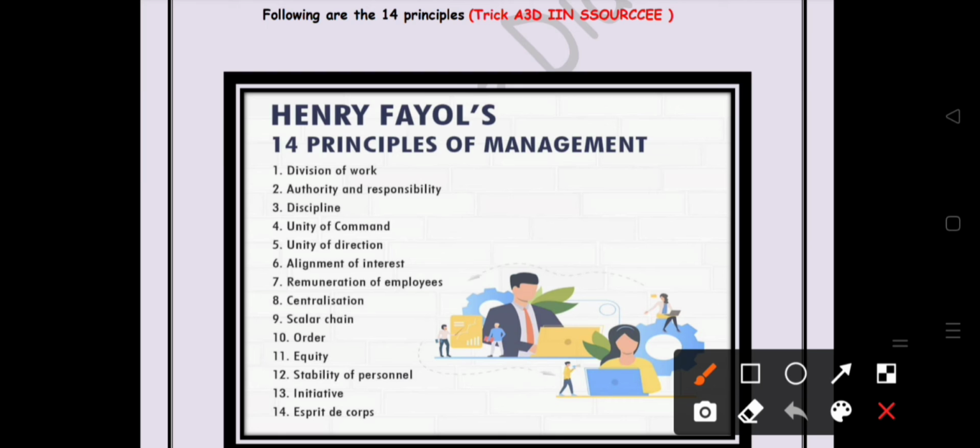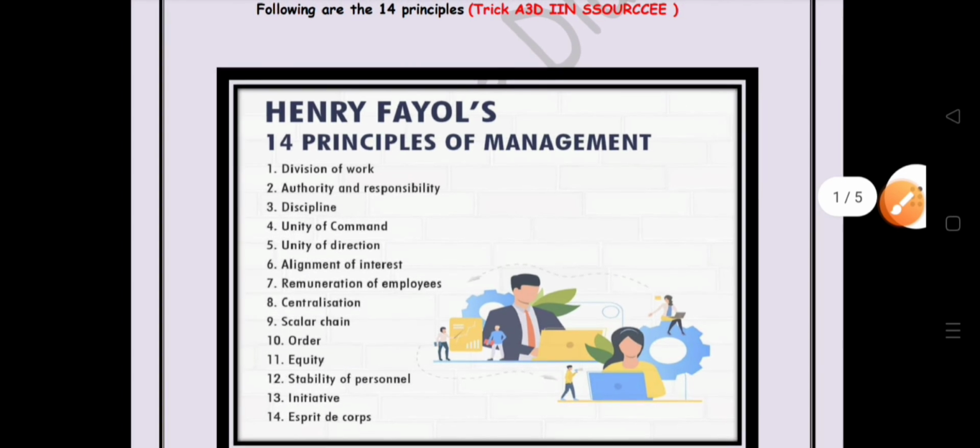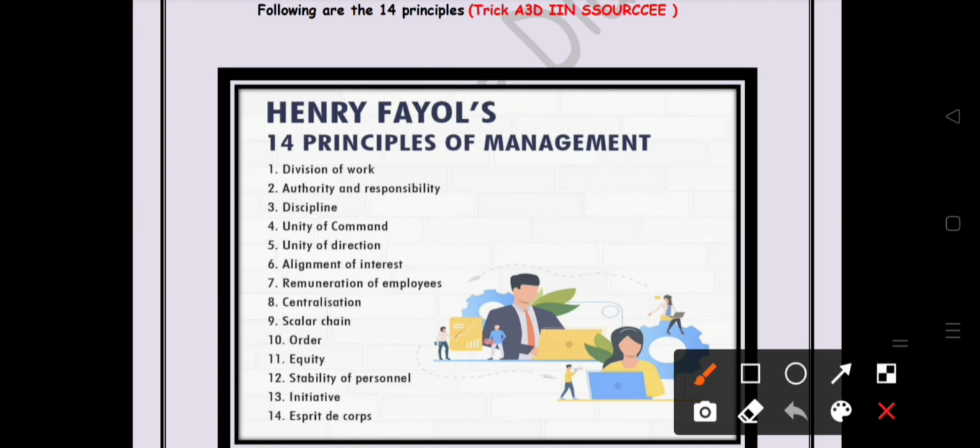First, the trick that you can see here is "A 3D insourcing". You have to revise this word in your mind, "A 3D insourcing", and I'm hoping that whenever you watch this video, you will write down this trick in the comment box. That is, the trick is A 3D insourcing.